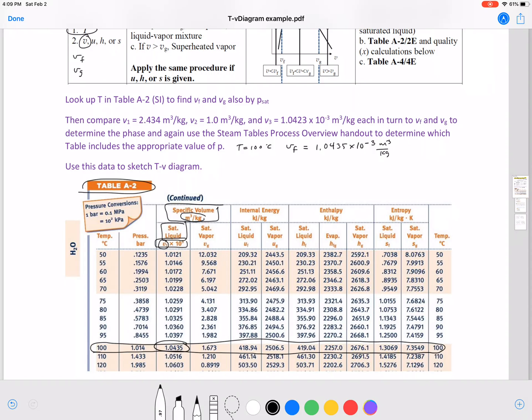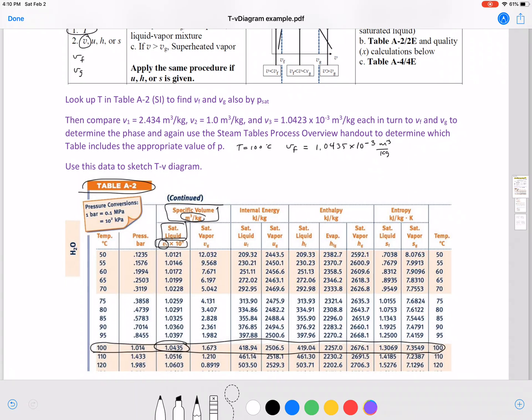But the way this table is set up is it's saying that all of the values in this column are multiplied by 10 to the third. So if I have these values and I'm multiplying them by 10 to the third, then I get this value. What that means is my value is actually 1.0435 times 10 to the negative third. And so that's the value we use.